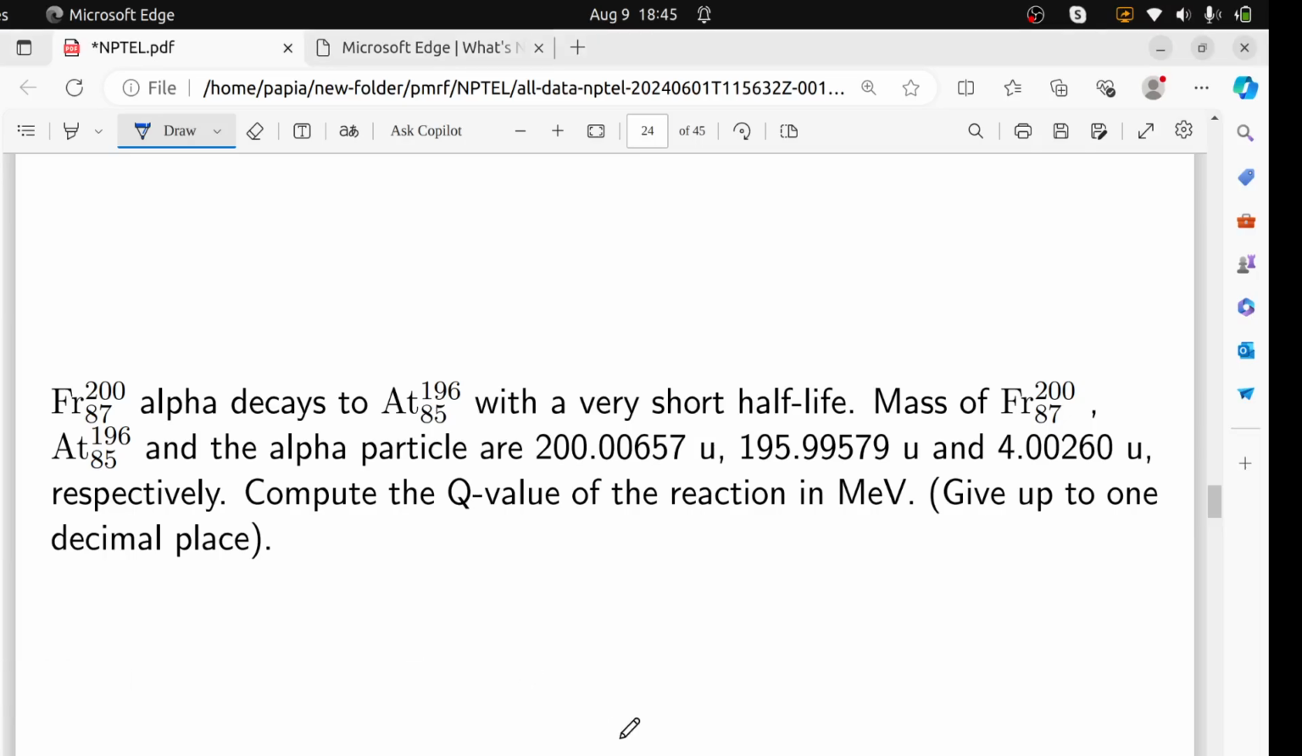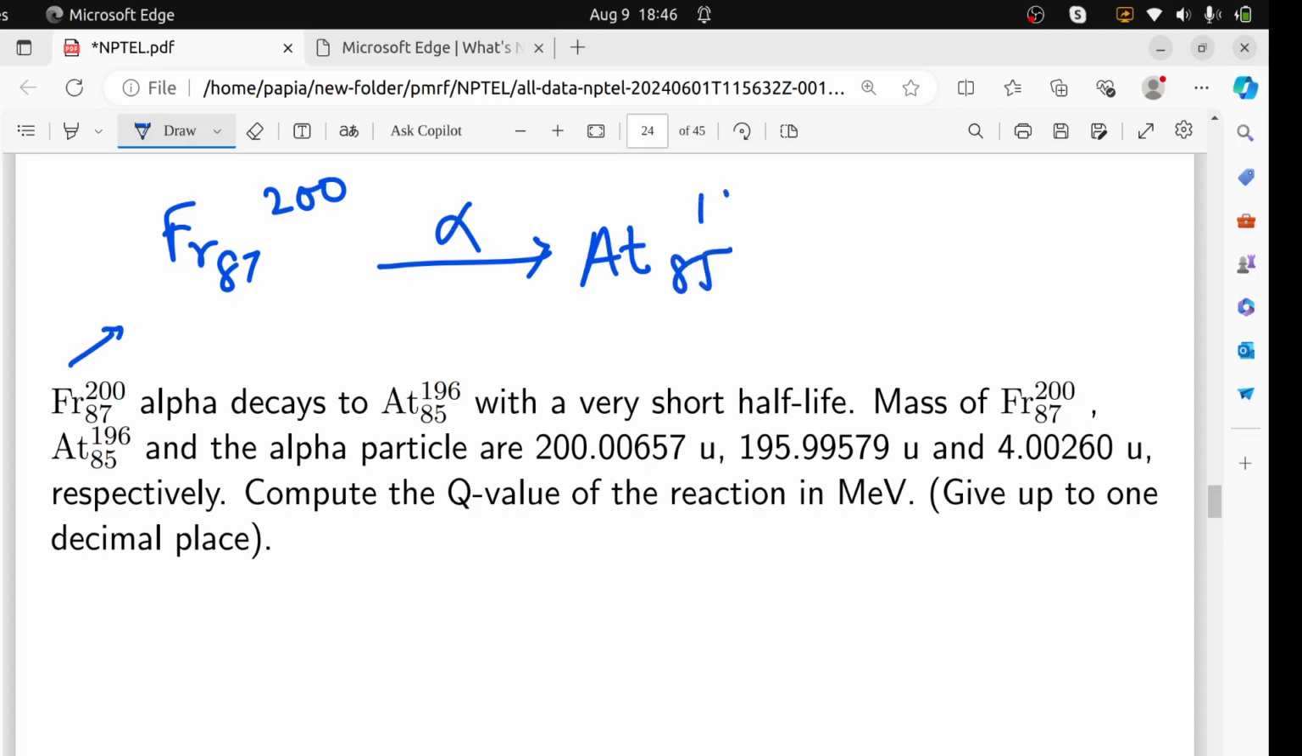Okay, so coming to the next question. Francium 87-200 alpha decays to astatine 85-196. Obviously, these particles are not that common in our nuclear particle physics course, so we don't need to remember the Z and A values, because they are already given in the question. Francium 87,200 is going to decay by alpha emission to astatine 85,196.